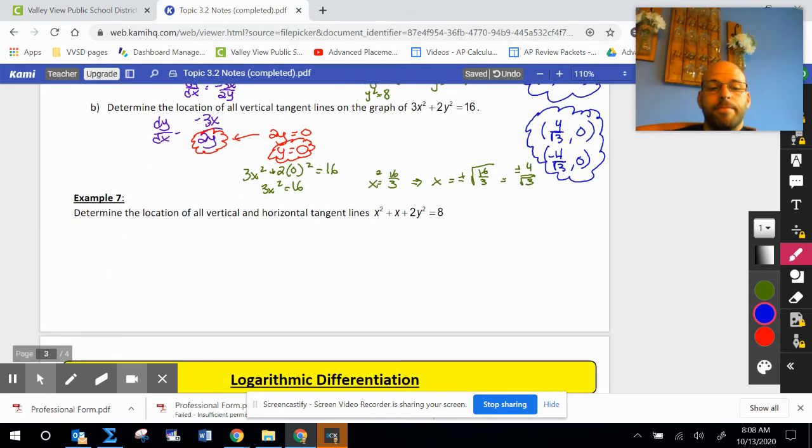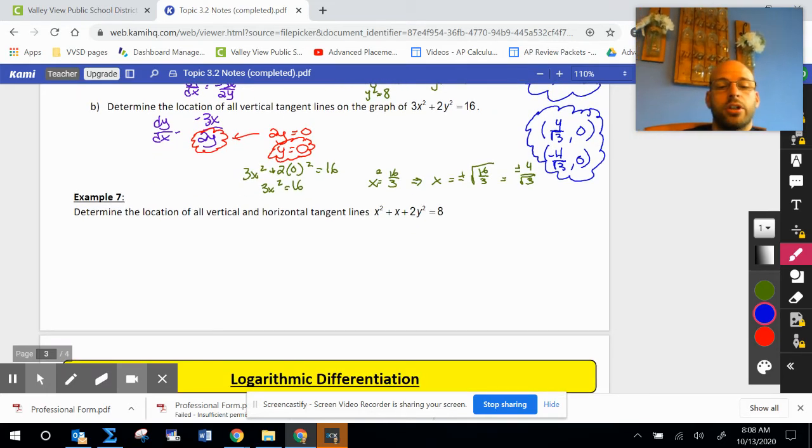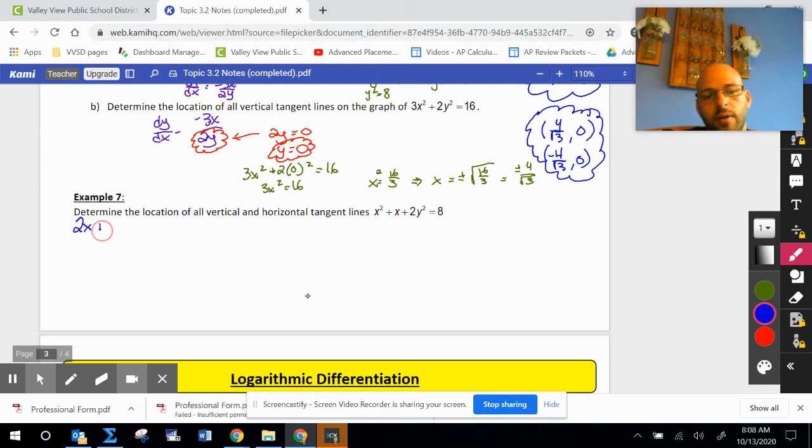Okay, so I just have one more example here. Determine the location of all the horizontal and vertical tangents. If I take the derivative, x squared is 2x. The derivative of x is 1. The derivative of 2y squared is 4y, but because it's a y, it gets a dy/dx. And the derivative of 8 is 0.